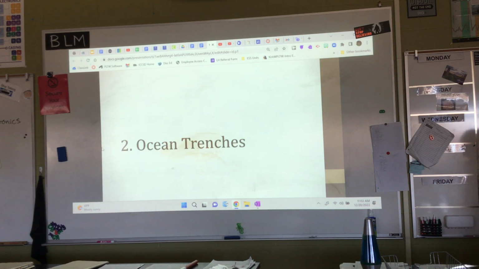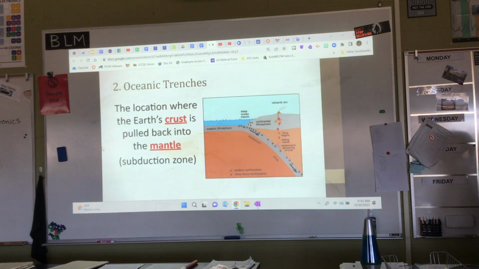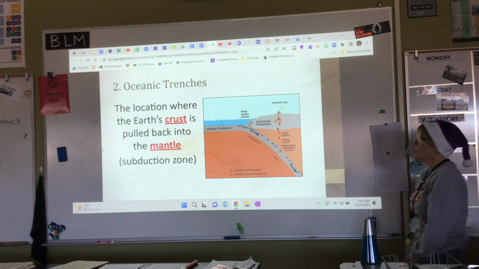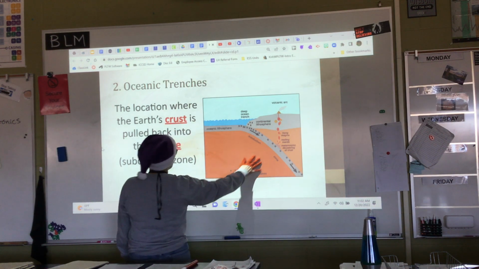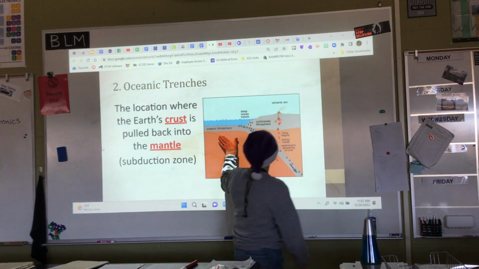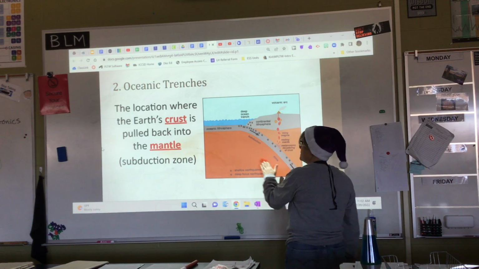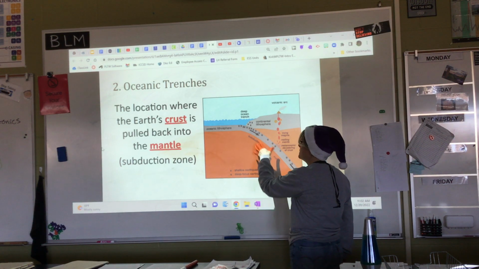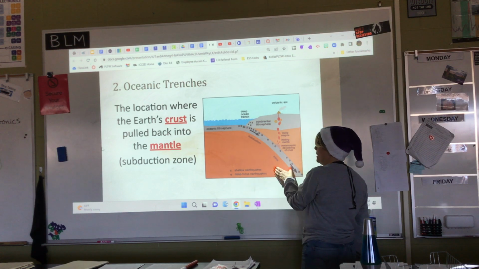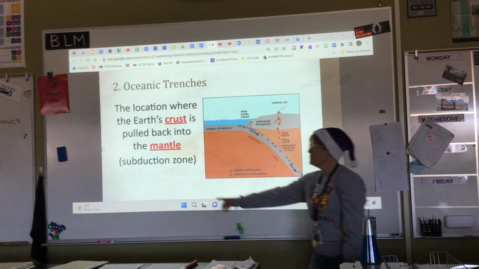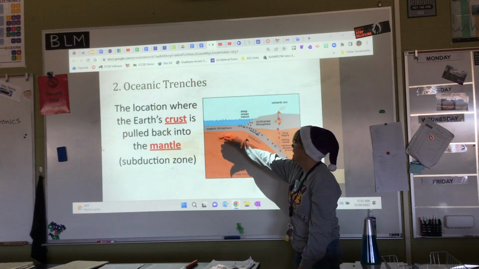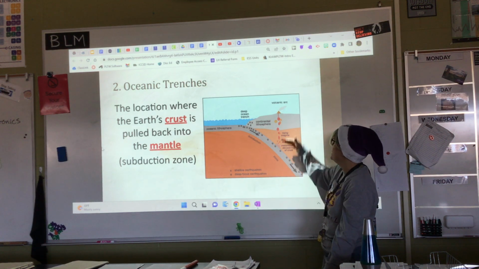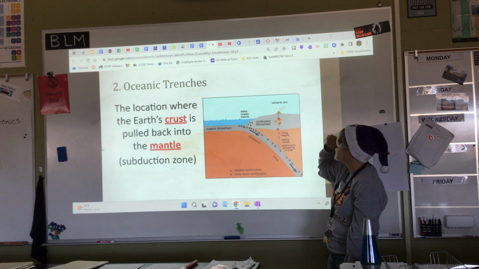All right. The second piece of evidence is ocean trenches. Wherever land splits, it's got to come together someplace else. So ocean trenches, this is the location where the Earth's crust is pulled back into the mantle. This is what's called slab pull. And this is called subduction. This is a zone or an area of subduction. This is very important that you understand what subduction is. Thinking about it like it's ducking underneath this extra plate over here.